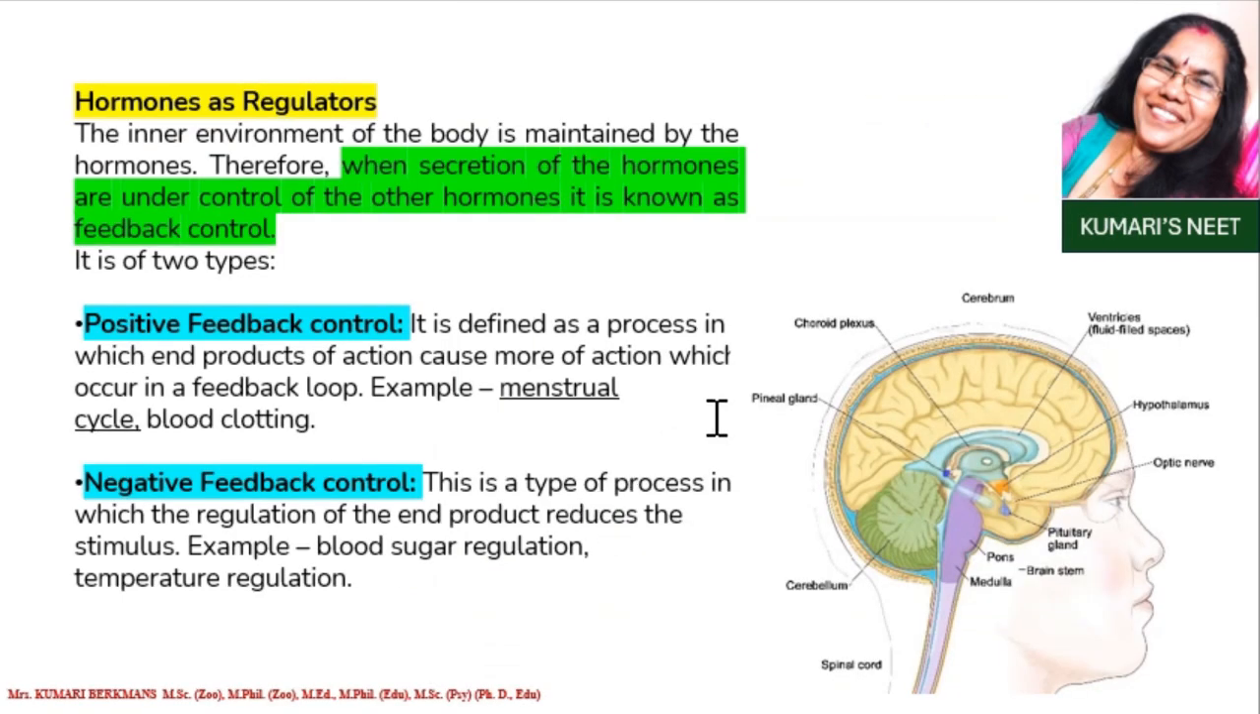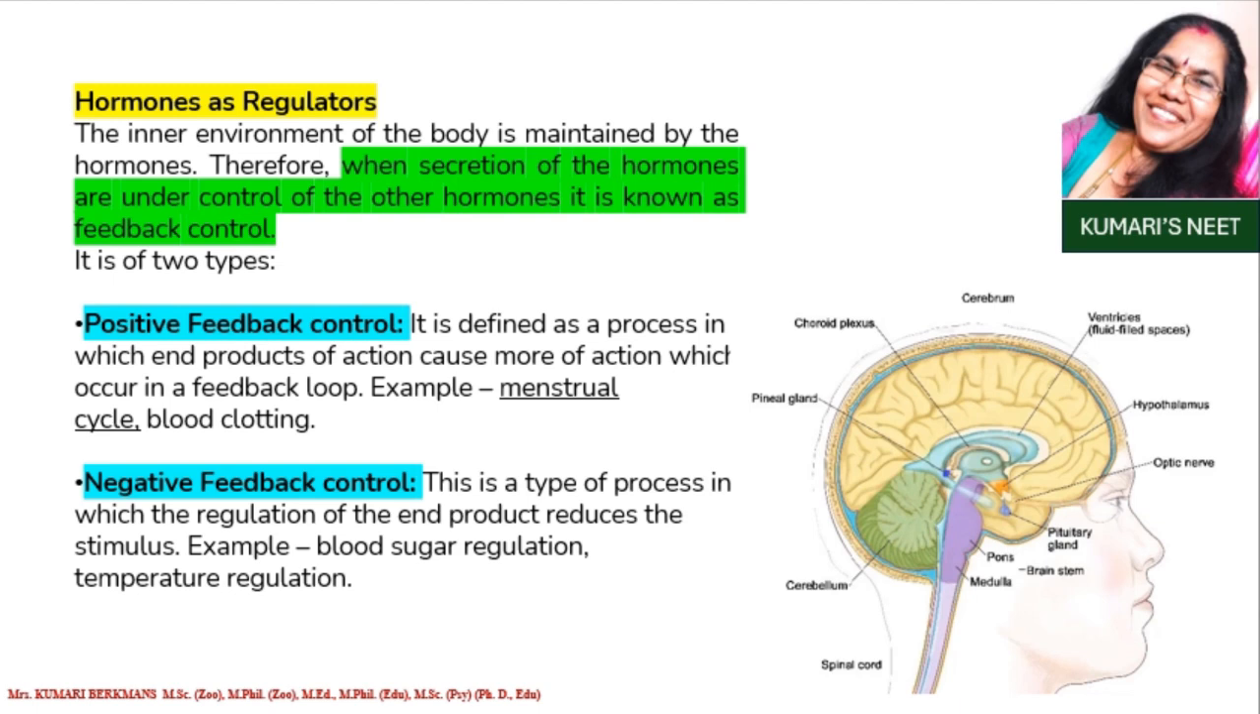Now, hormones as regulators. Hormones sometimes act as a regulator to maintain different activities. The secretion of the hormones is under the control of other hormones, so it is called feedback control. There are two types of feedback control: positive feedback control and negative feedback control.